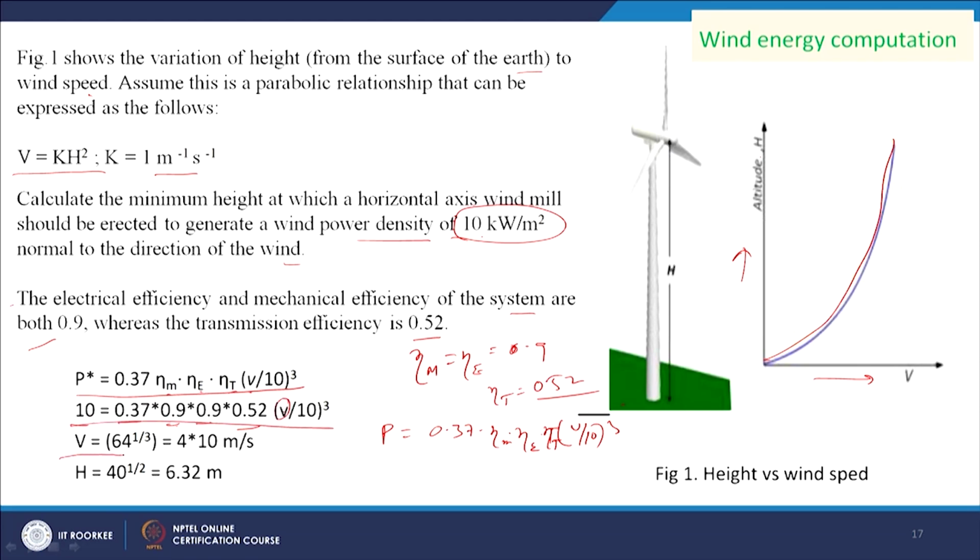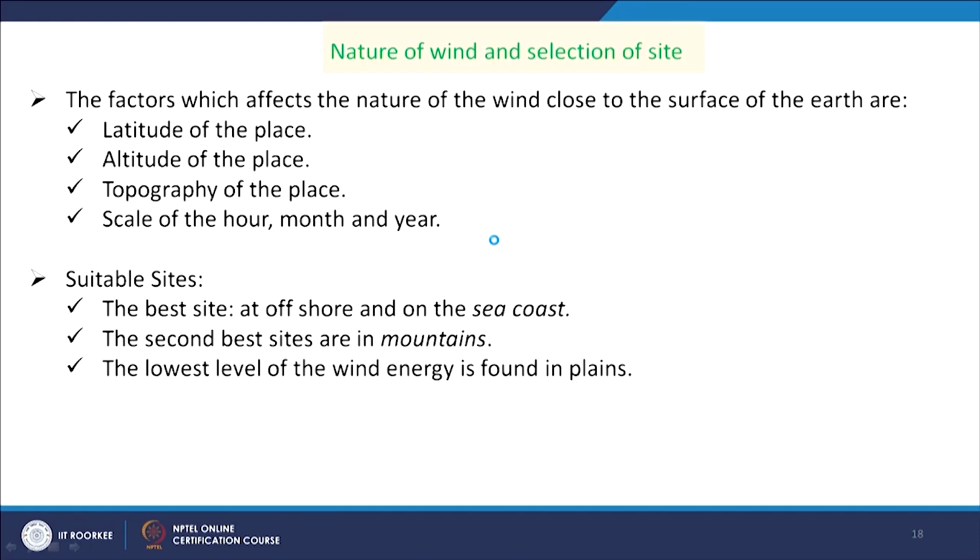So, the value of V is equal to 6 to the power 1/3, that is 4 into 10 meter per second. So, we are getting V as 40 meter per second, and once we get the value of V, k equal to 1. So, h square equal to 40, so h is equal to half of 40, that is equal to 6.32 meter. So, at 6.32 meter, if we put this turbine, then we will get this 10 kilowatt per meter square power density. Next we will see the nature of wind and selection of site.